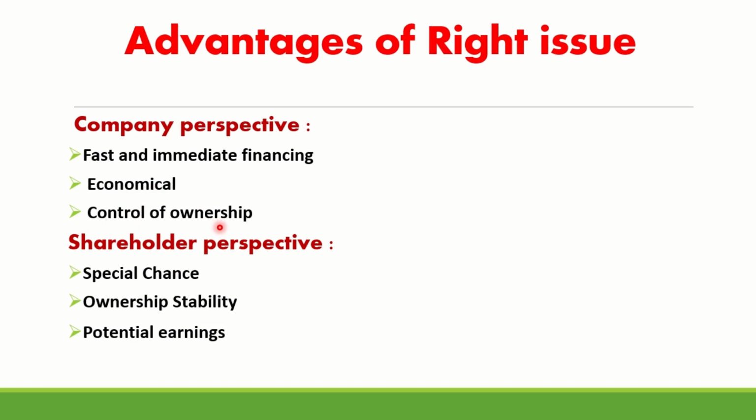Okay. And control of ownership: in a sense, if it is a new investor, they need more control compared with the existing shareholders. So with a rights issue, control of ownership is very easy for the company, because already they are registered under their books of account, right? So easily they can distribute the shares. So these are all the major advantages from the company perspective as well as the shareholders' perspective.